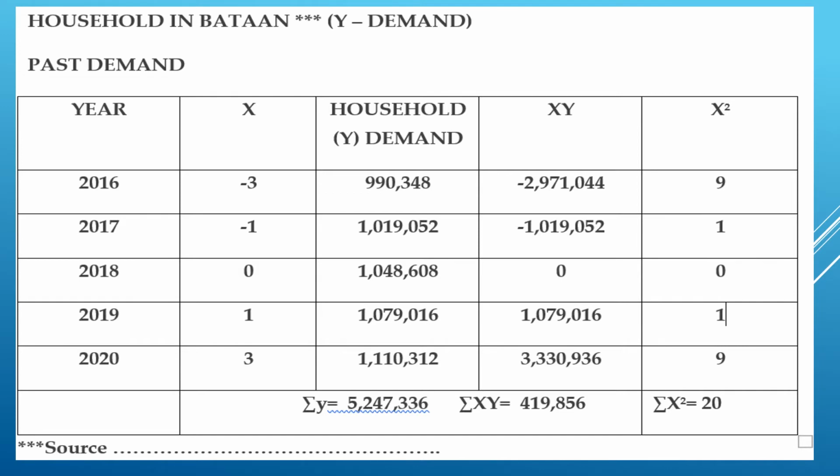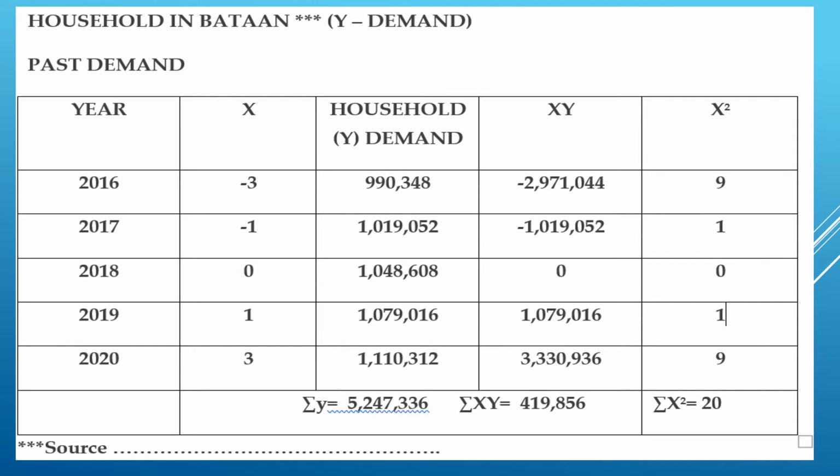So we have -3 times -3 is +9. -1 times -1 is +1. Okay, then for xy, you multiply -3 with 990,348. Then -1 multiplied by 1,019,052, and then continue it with the rest of the years.